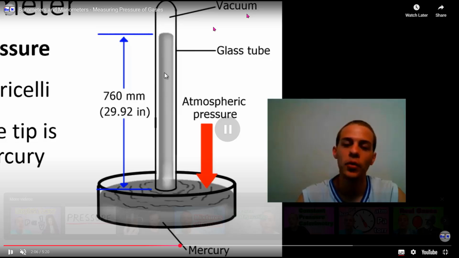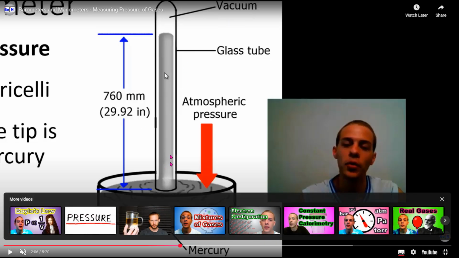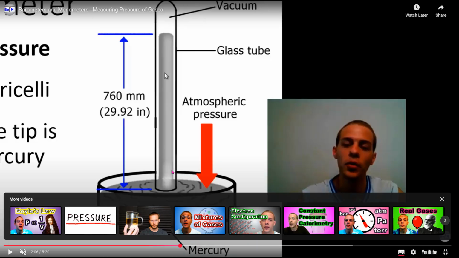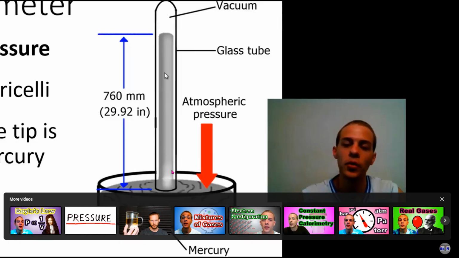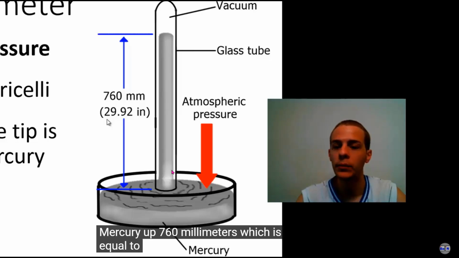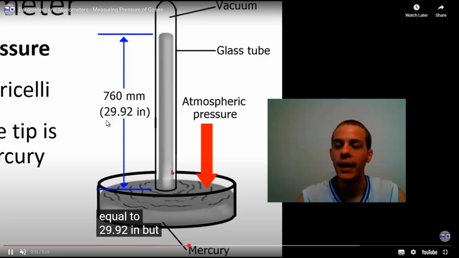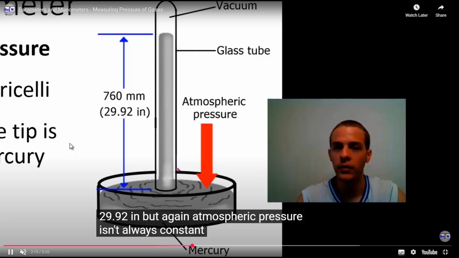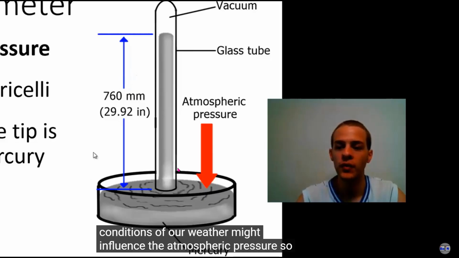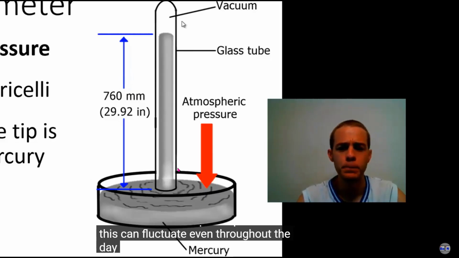Okay, that means initially it is vacuum, and at one side it is open to the mercury, and now you can see that the mercury will exactly reach the 760 millimeter distance. So it is equivalent to the atmospheric pressure. It is equal to 29.92 inches, but again atmospheric pressure isn't always constant. Different conditions of our weather might influence the atmospheric pressure, so this can fluctuate even throughout the day.